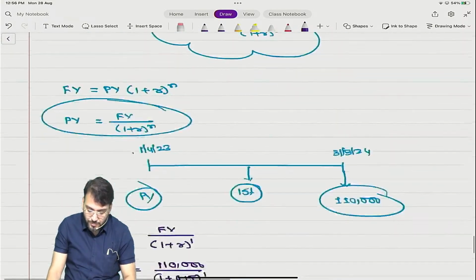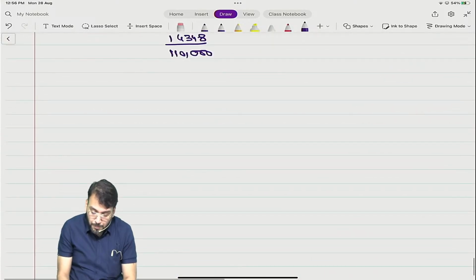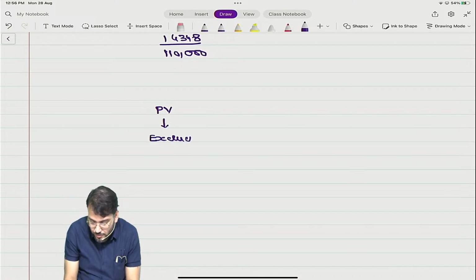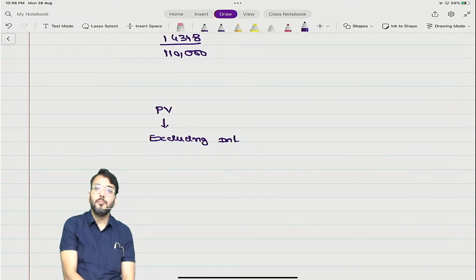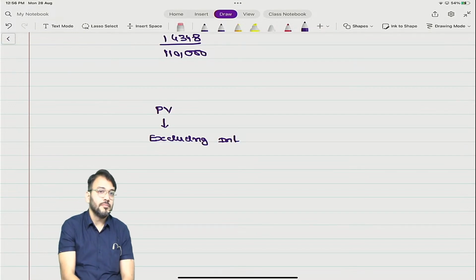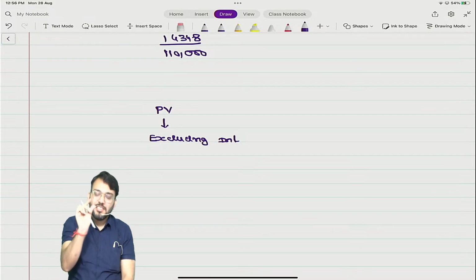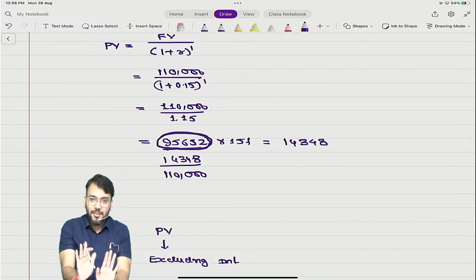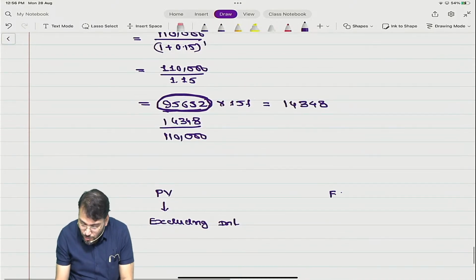Can I say it this way? Present value is excluding interest. Present value is excluding interest, and future value is including interest.